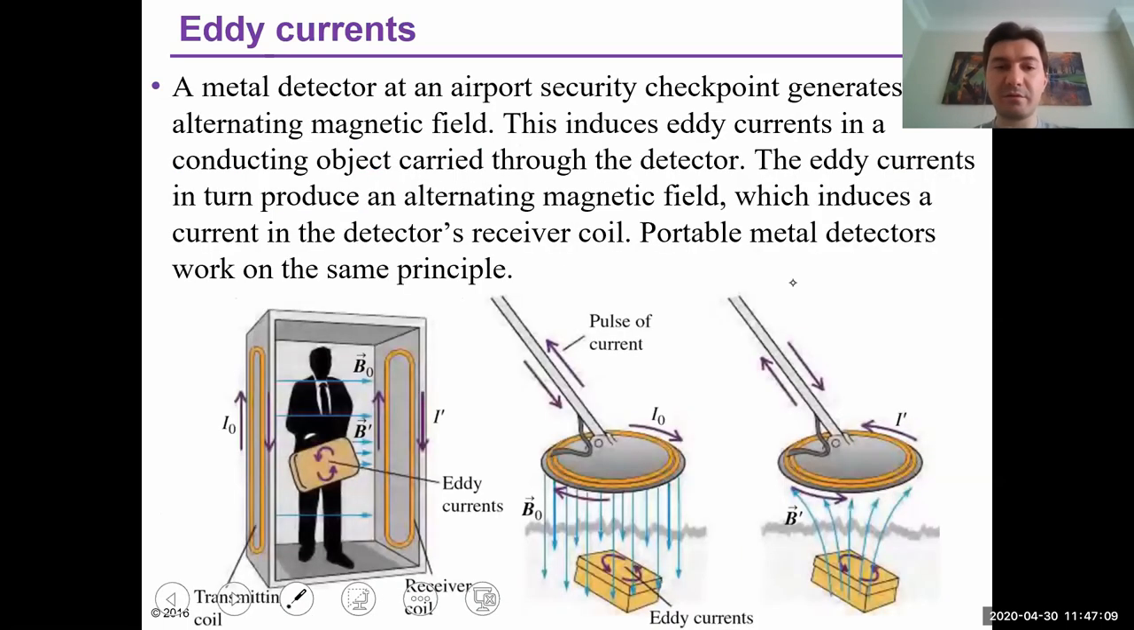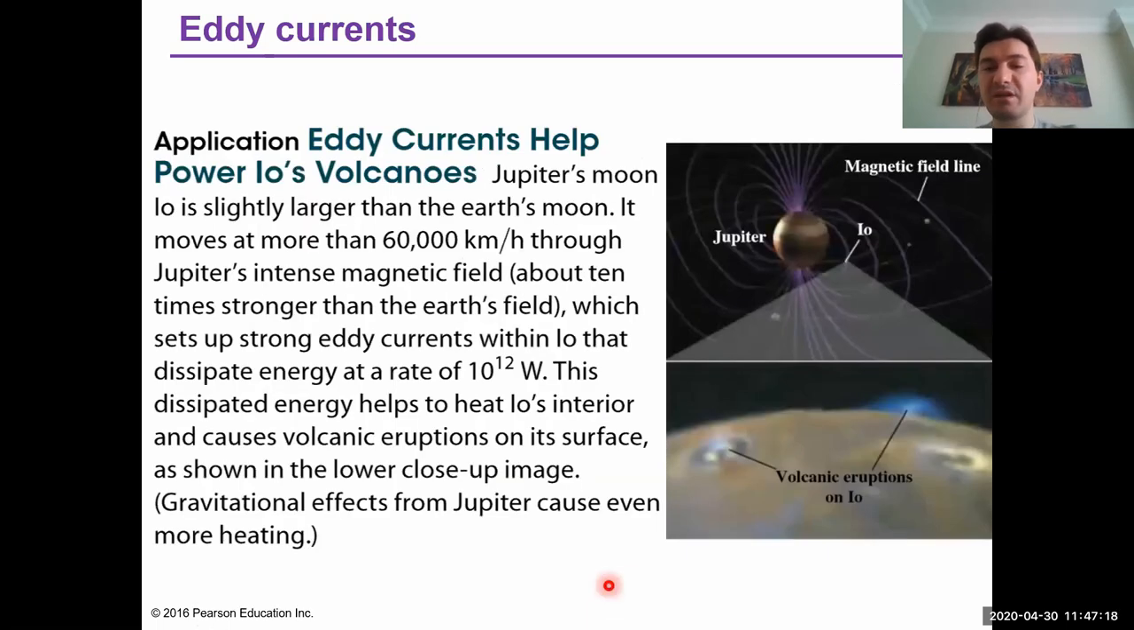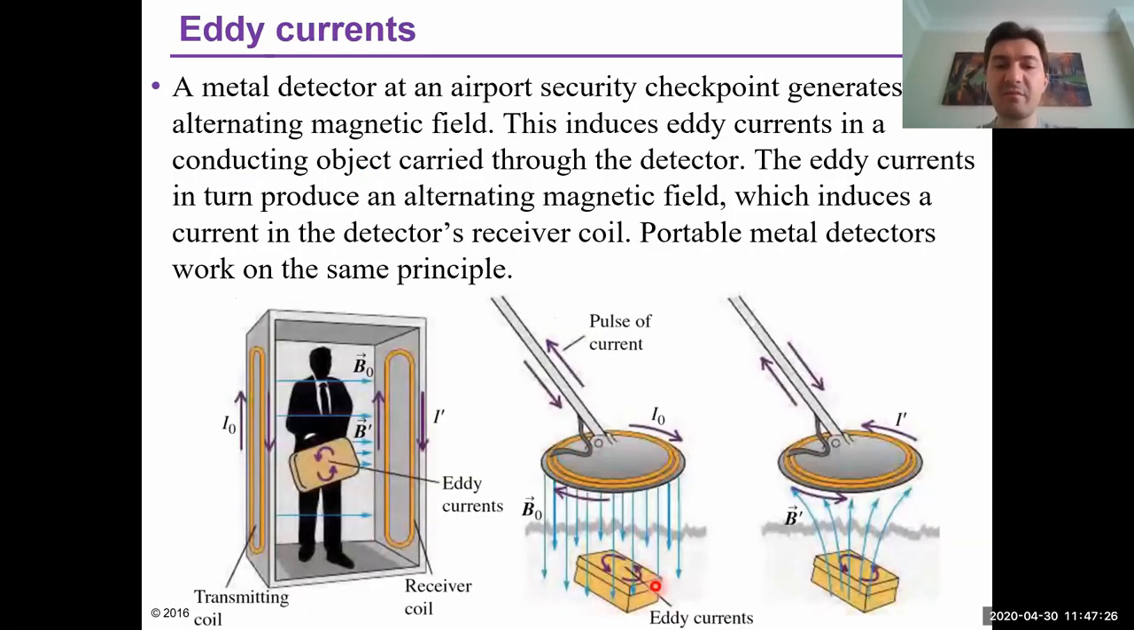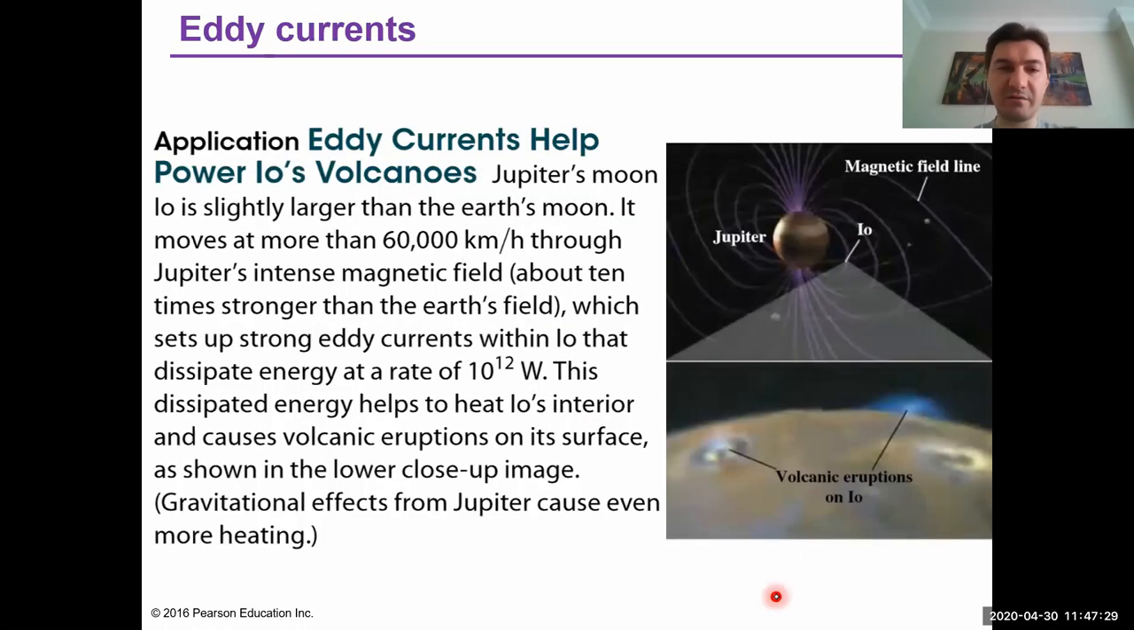So you have the magnetic field of Jupiter, and you have metal objects. It means that there are metals, many metals in Io, okay? So you have magnetic field lines, then you have a metal object, then you can produce eddy currents. So this field of Jupiter sets up strong eddy currents within Io that dissipate energy at a rate of 10 to the power 12 watt. This dissipated energy helps to heat Io's interior.